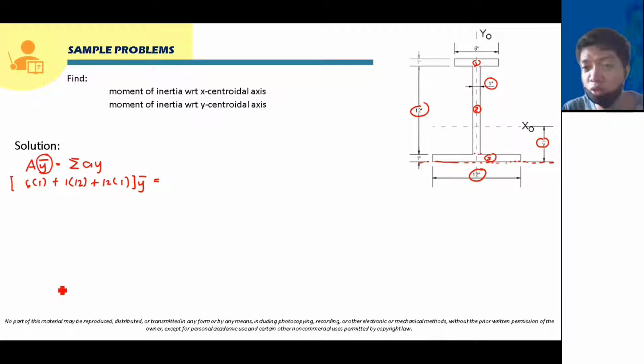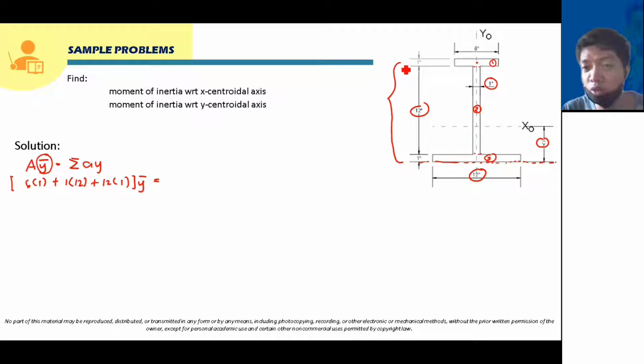So for area 1, let me show you the centroid of area 1. So this is our area 1. Obviously its centroid, for this rectangle, is just at the geometric center, at this point. So you have to determine that distance going to the reference axis. In this case, our reference axis is the axis below, here at the base of the composite area. So what will be this distance?